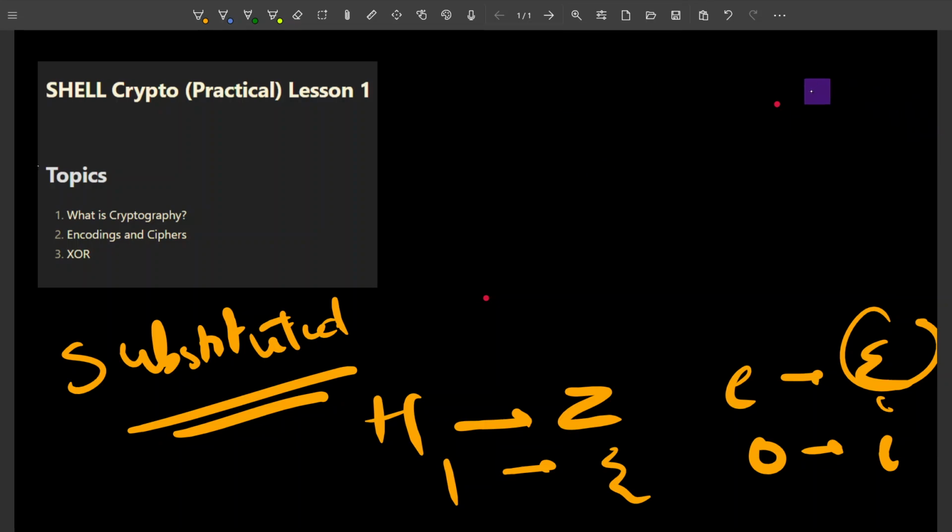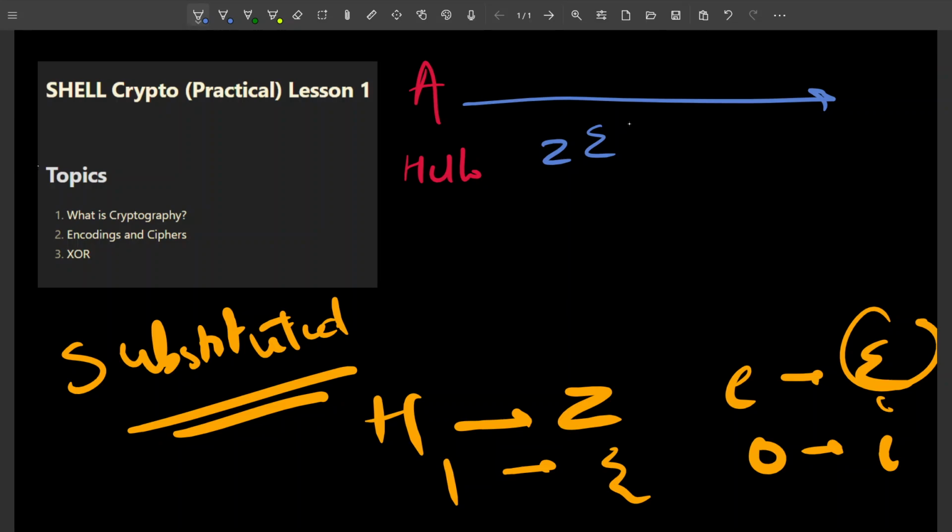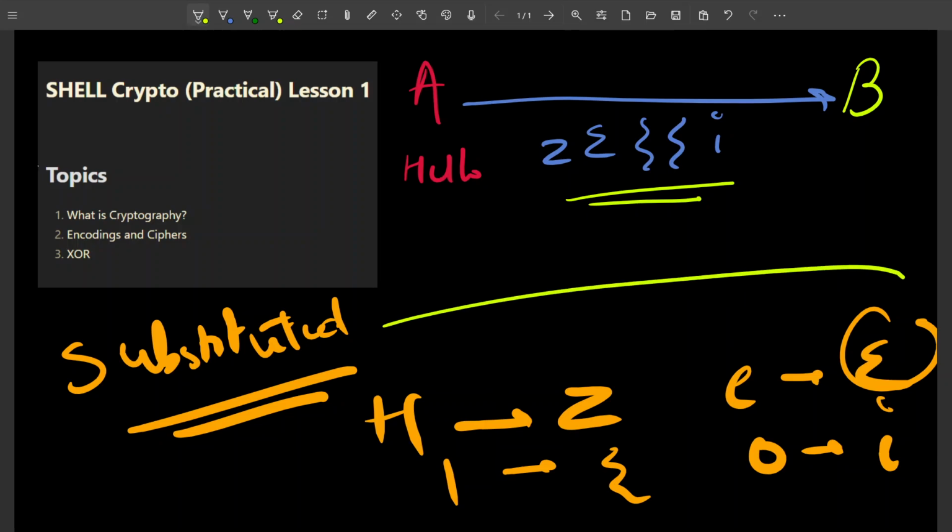If A is sending out a message using this substitution, A sends out hello, it travels across, and this is enciphered, so it goes across to B looking like this. For B to understand this, B must know the substitution for each of the letters. If B is unaware of how these letters are substituted, then this is what B receives, and B does not understand the message unless B knows this table that we have right here.